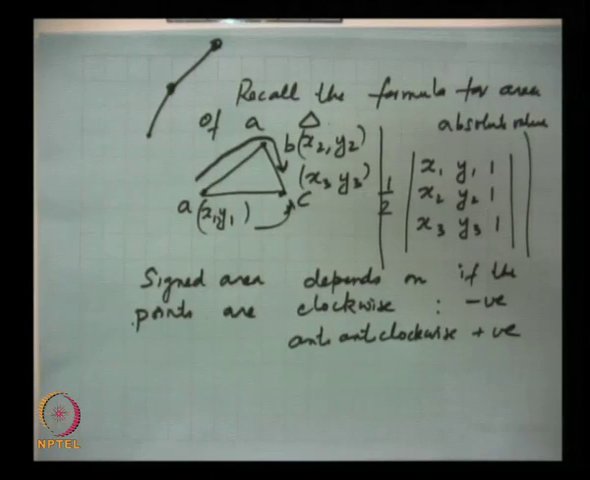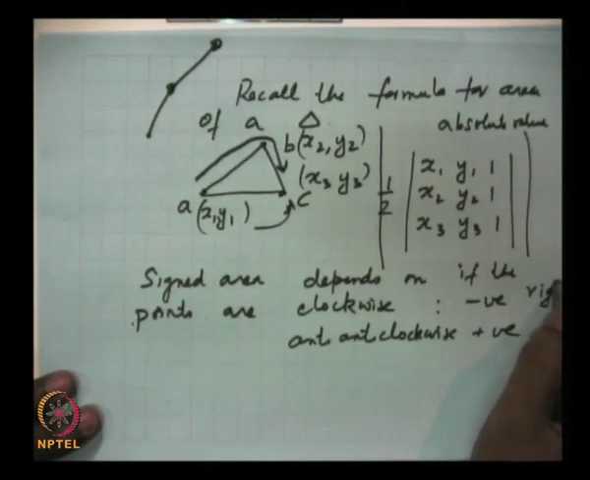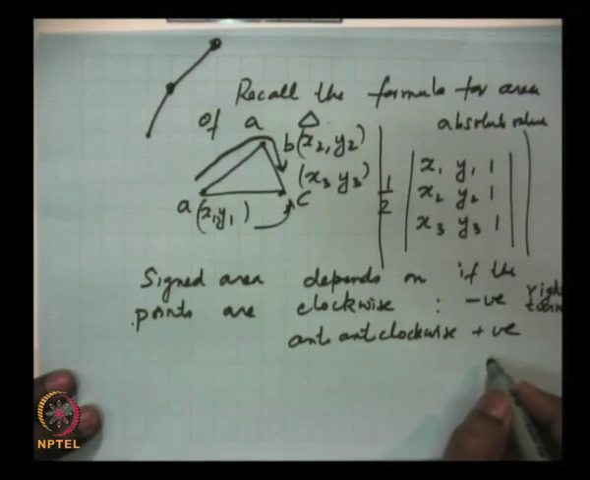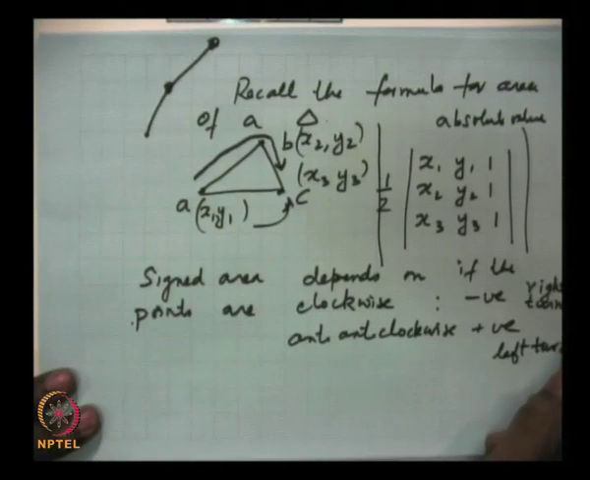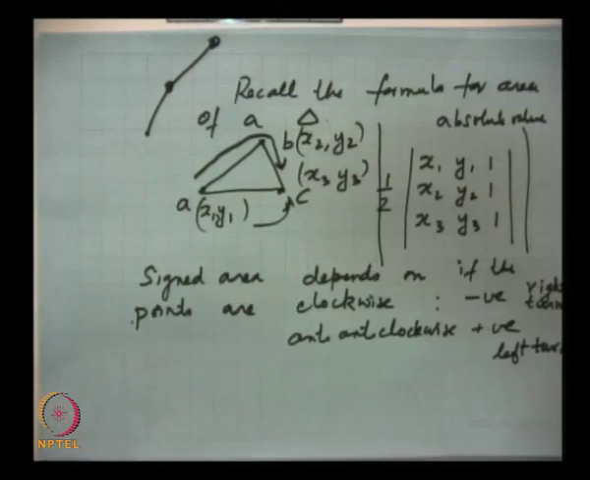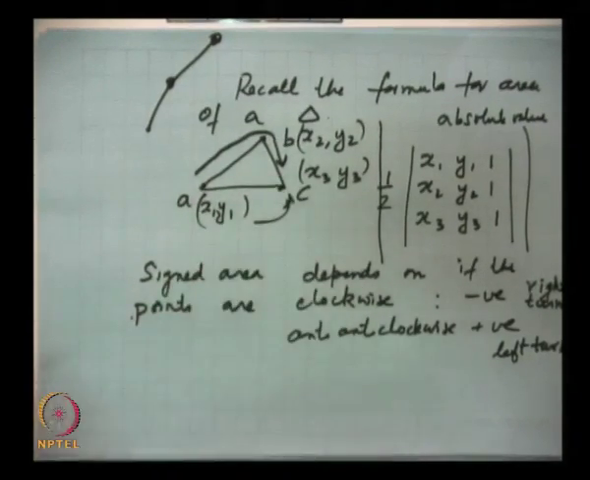And how is that? Exactly. So this is essentially a left turn or a right turn primitive. Okay. So when it is clockwise, it's a right turn. When it's counterclockwise, it's a left turn. In the ordering of the three points, A, B, C is a right turn, and A, C, B is a left turn.